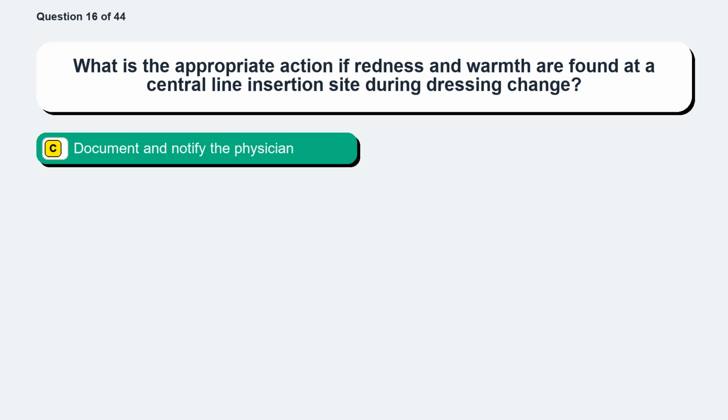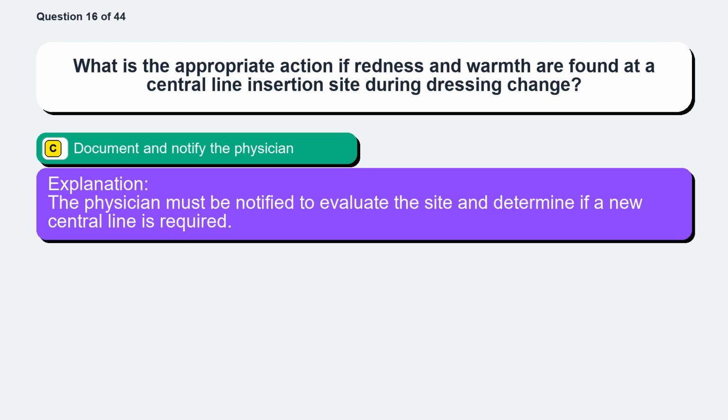The correct answer is option C, document and notify the physician. The physician must be notified to evaluate the site and determine if a new central line is required.